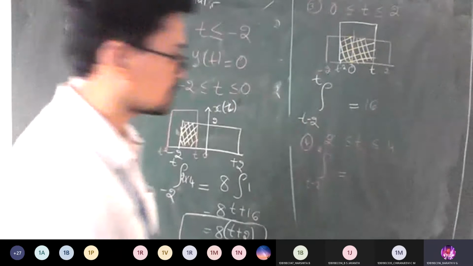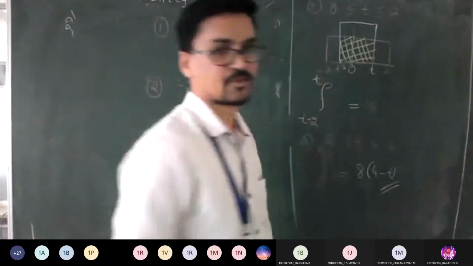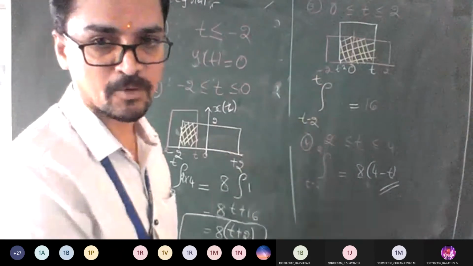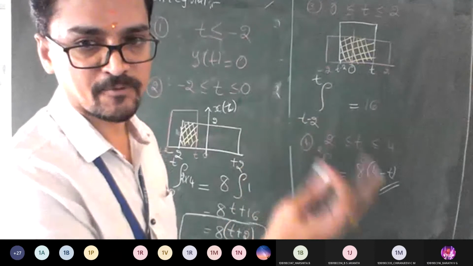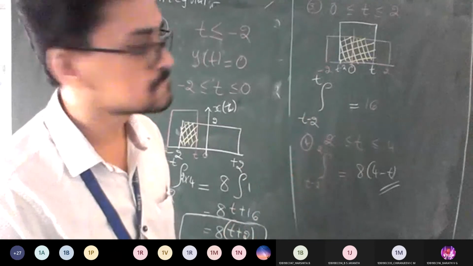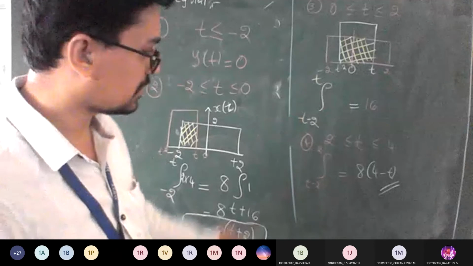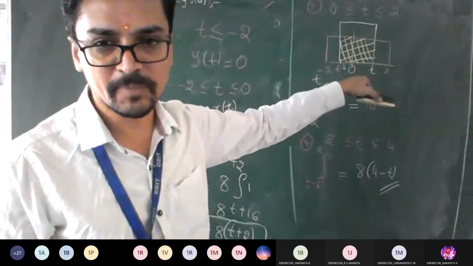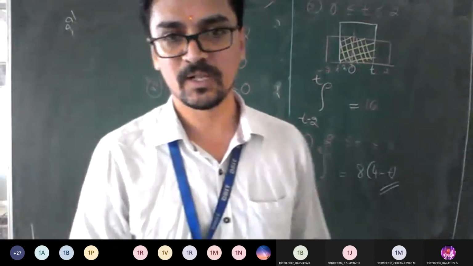8 into 4 minus t. 8 into 4 minus t. So after this, does any overlap occur? For t greater than 4, does any overlap occur? No, sir. So you can conclude that these are the 4 cases we can get. Write all the answers like I showed in the previous problem and try to write a sketch also. So that completes your convolution integral, guys.